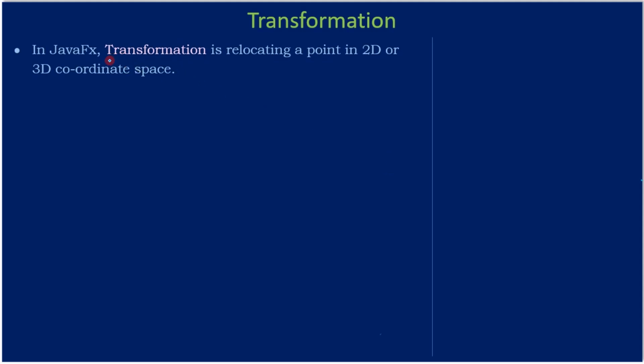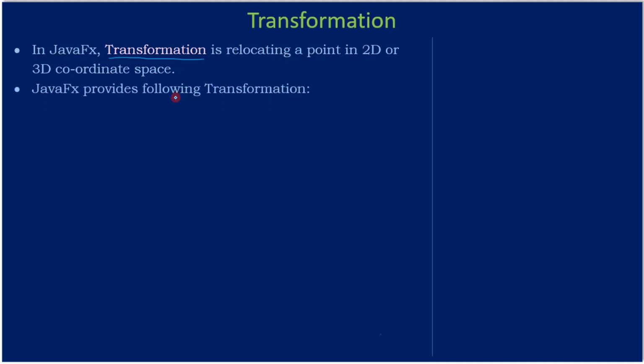In JavaFX, transformation is relocating a point in 2D or 3D coordinate space. So that's what is called transformation. Relocating a point in the sense a shape or a node can have multiple points. So those points can be transformed in 2D or 3D coordinate space. So we call that a transformation.